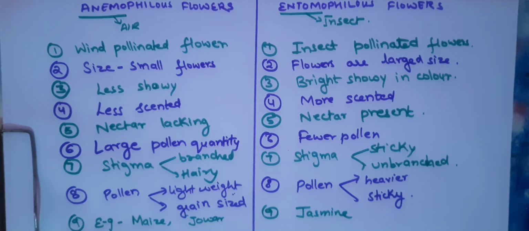So the last difference between the two is which kind of plants display the wind pollinated flower and the insect pollinated flower. Maize and jowar display wind pollinated flowers, and jasmine is an example of an insect pollinated flower. Okay, I hope these differences between the wind pollinated flower and insect pollinated flower are clear to you. Thank you for watching the video.